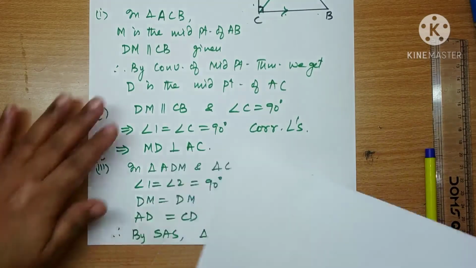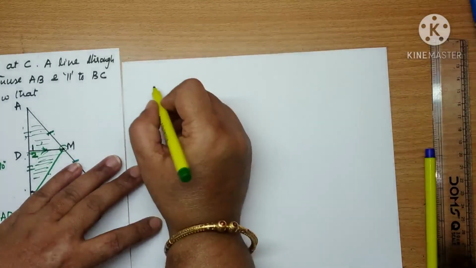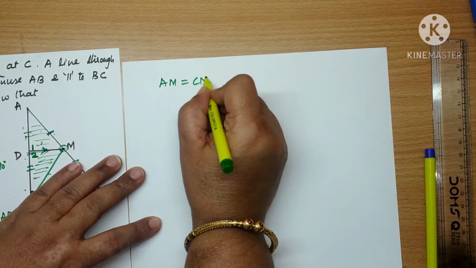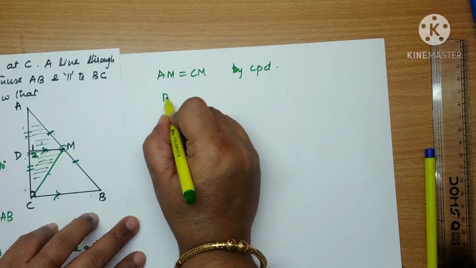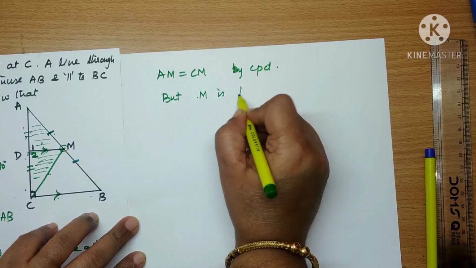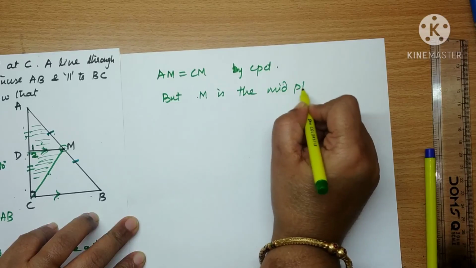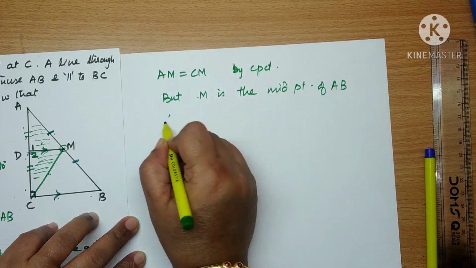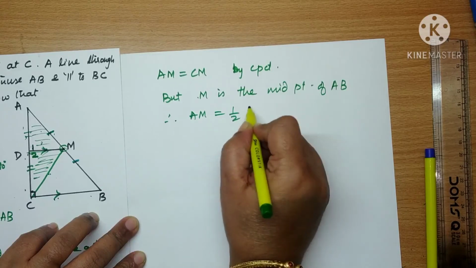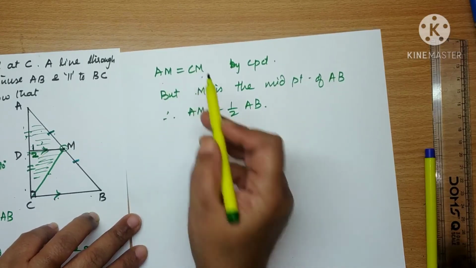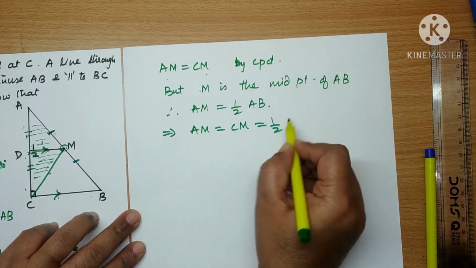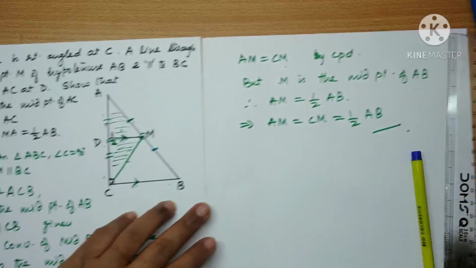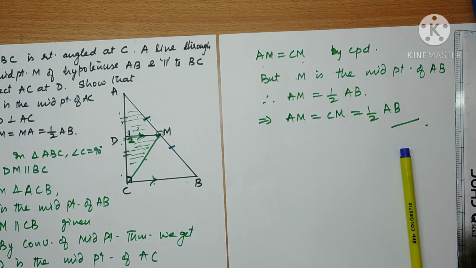We got these triangles congruent, children. Now, if triangles are congruent, I got AM equal to CM by CPCT. Now, see, M is the midpoint of AB, given. Therefore, AM is half of AB. And we know AM is equal to CM. So, can I say AM equal to CM both are equal to half of AB? This is what we had to prove in this question, third part. With this, we finish off with our exercise. Thank you.